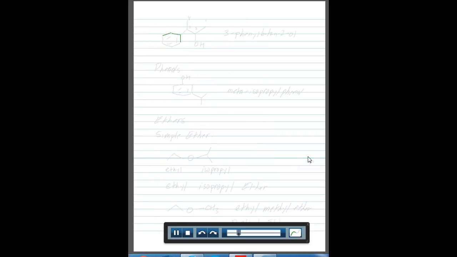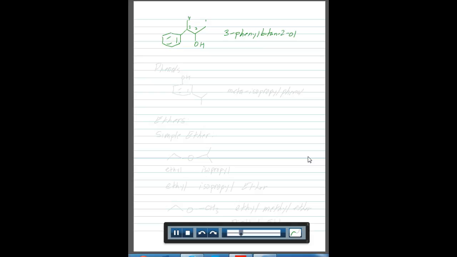Another example, just to get a little bit more complicated. This time you have a substituent, but start on the side closest to your OH group. So 1, 2, 3, 4. And you have a phenyl ring as a substituent. So this would be 3-phenylbutan-2-ol. Rules are the same as what we've been doing. It's just that we now have another functional group.